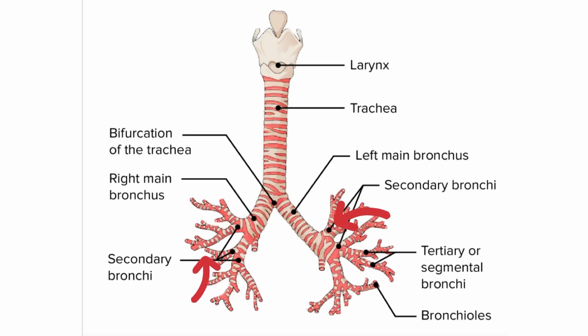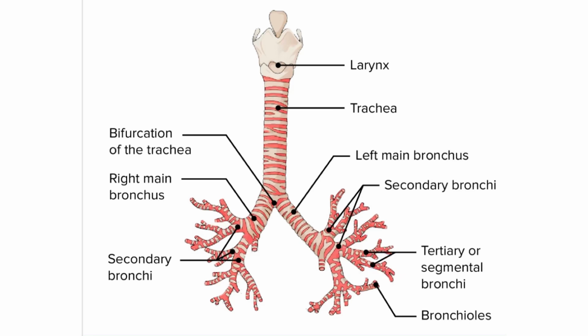Now you remember that the right lung has 3 lobes, while the left lung has 2 lobes. Therefore, the right side of the lung is going to have 3 lobar bronchi, while the left side of the lung will have 2 lobar bronchi. Now, each of these lobar bronchi would also divide into tertiary, or you can say the segmental bronchi, one for each bronchopulmonary segment. So on the right side, we have 10, and on the left side, we also have 10 segmental bronchi.